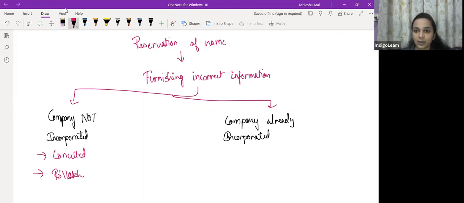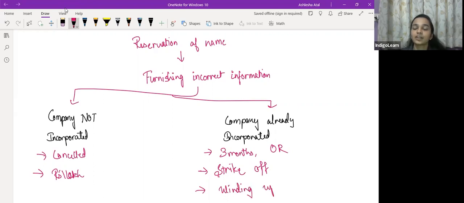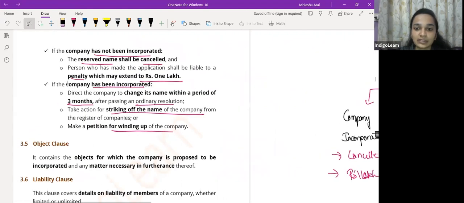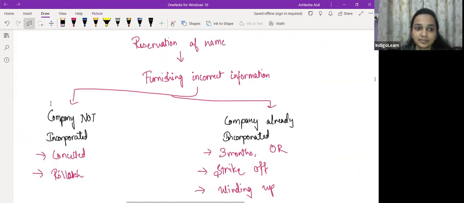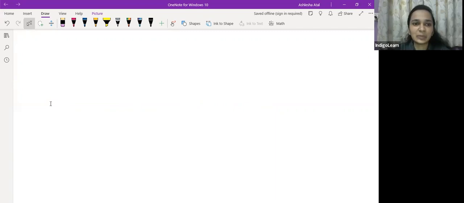If the company has already been incorporated, in that situation the company would be directed to change its name. For that, 3 months of time will be given to the company. By passing an ordinary resolution, the company will have to change its name. Or else the name of the company will be struck off from the register of companies. Or else a petition for winding up of the company will be filed. So this can be done when the company has already been incorporated with a name which was reserved by furnishing some incorrect or false information. Did you understand this? Is it clear? Yes, no? Please tell me if you've understood things or not. Yes?